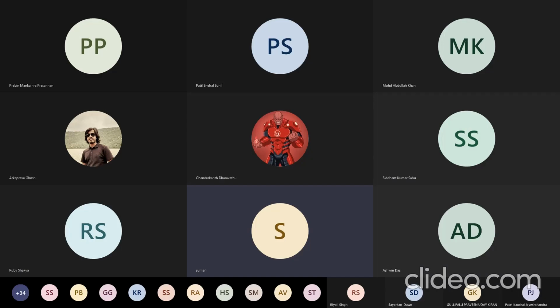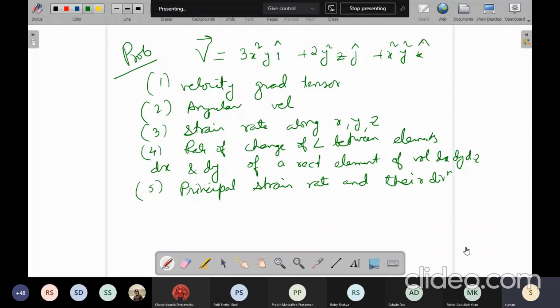Parts, it is of course quite straightforward, most of the parts. So velocity gradient tensor, first of all, so let us just see. I will not waste time by calculating individual terms, but let us just see them one by one. So velocity gradient is basically this one.